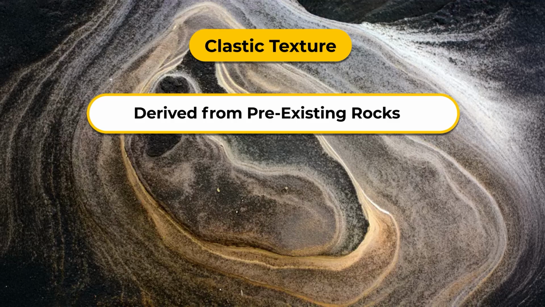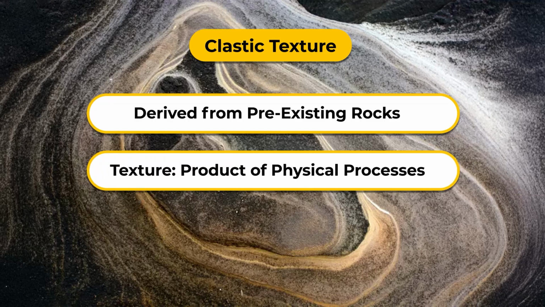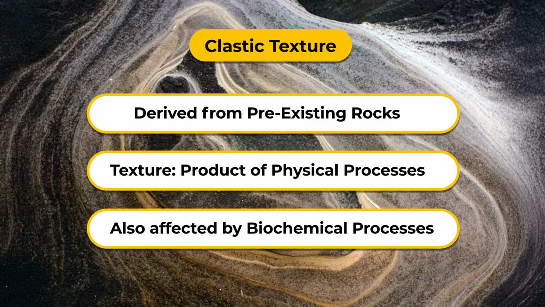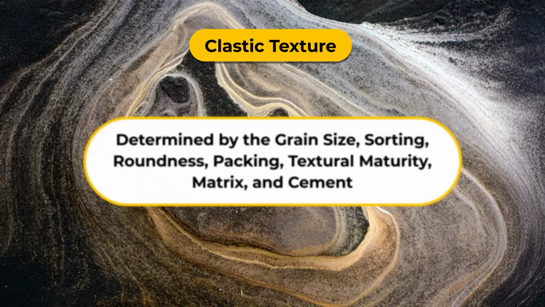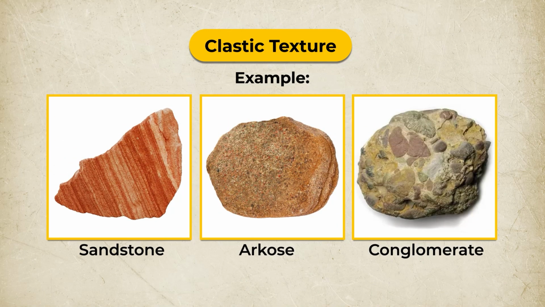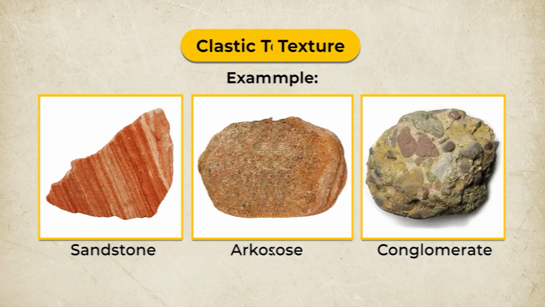Clastic texture is derived from pre-existing rocks. Texture produced by physical processes is also affected by biochemical processes. It is determined by the grain size, sorting, roundness, packing, textural maturity, the matrix, and the cement. The examples of some sedimentary rocks showing clastic texture are sandstones, arkoses, and conglomerate.